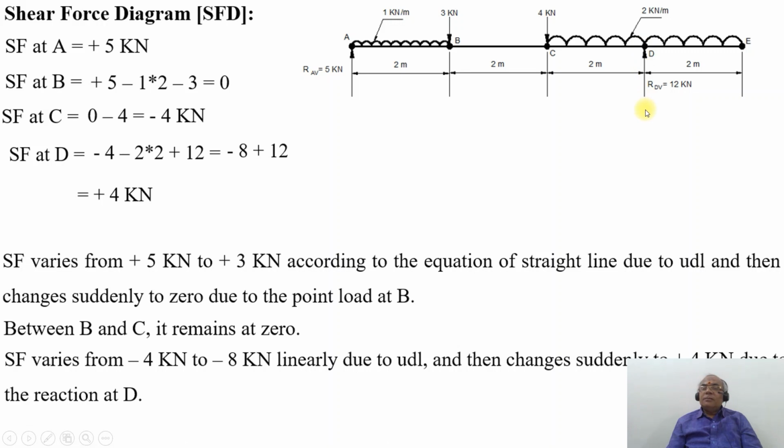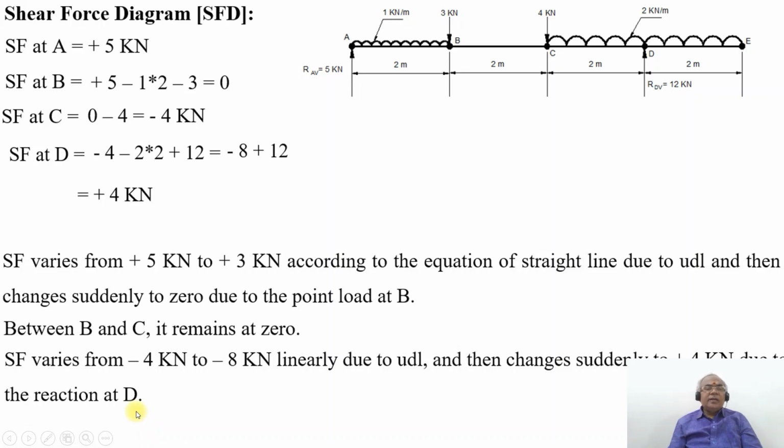Then what happens? Because of the point load at point D, which is acting upwards, it becomes positive. So it becomes -8 plus 12, which is plus 4 kilonewton. Then it changes suddenly to plus 4 kilonewton due to the point load, or the reaction at D.